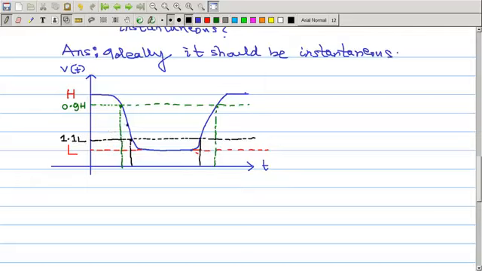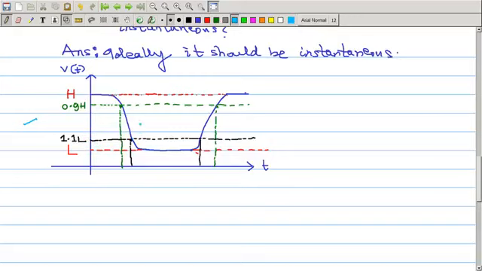So what did I do? I have found out the position of this capital H, and the position of the capital L, that is the high voltage and the low voltage. These two positions I have first of all found out, and then I have pointed out the position of 0.9 times capital H and the position of 1.1 times capital L. So this is what I have done so far in this particular case.